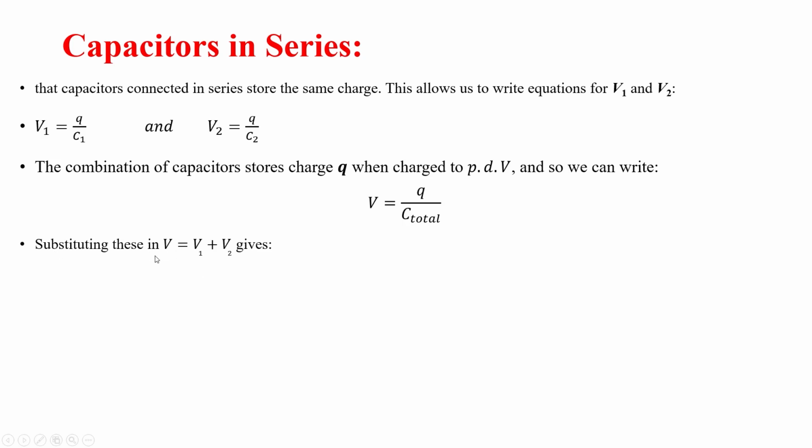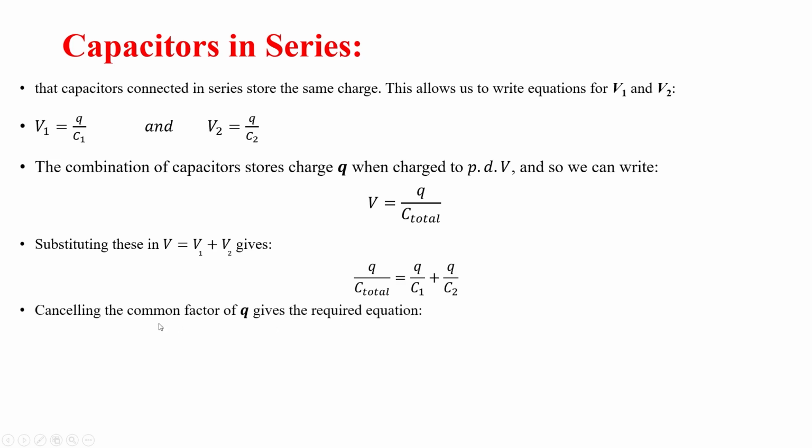Substituting these in the value of potential difference, we get Q over C total is equal to Q over C1 plus Q over C2. Cancelling the common factor of Q gives the required equation, that is 1 over C total equals 1 over C1 plus 1 over C2. Because we know that the charges are the same, the charge gets cancelled. The remaining value is 1 over total capacitance is equal to 1 over C1 plus 1 over C2. In this way we derive the equation for the total capacitance of a series combination.